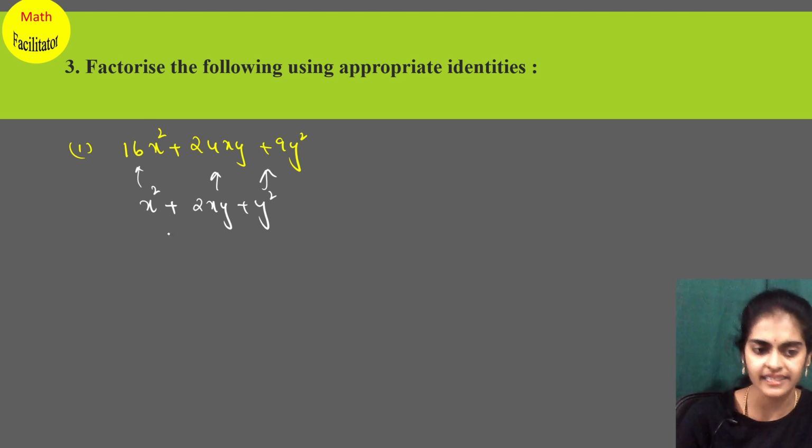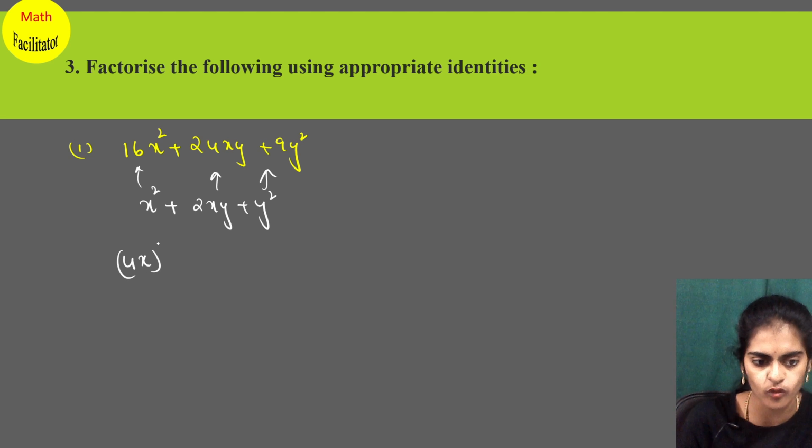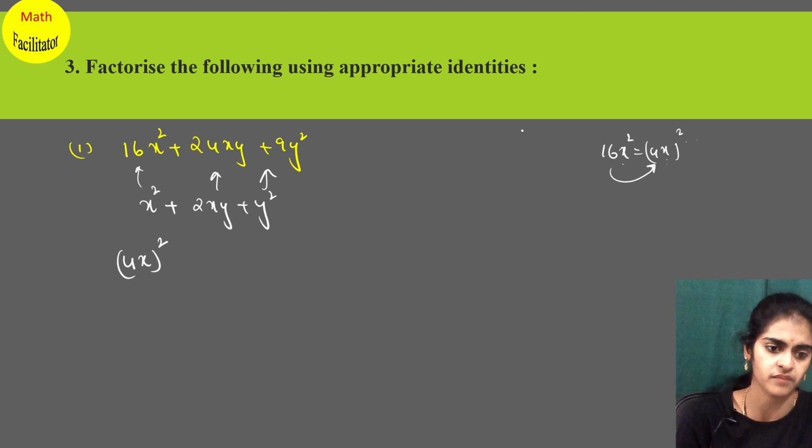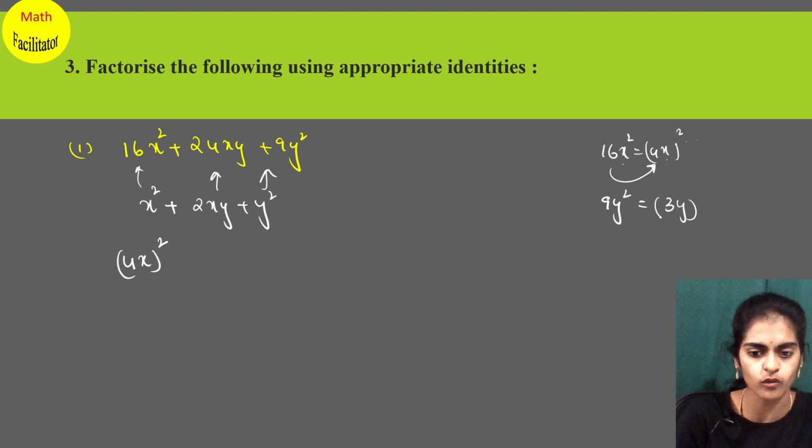So if I compare here, in the place of x square, see, 16 I can write as 4 square. Okay, so 16x square I can write as 4x whole square, because 16 is nothing but 4 square. I already have x square, so I am writing it as x whole square. Now 9y square you have. This I can write as 3y whole square, because 9 is nothing but 3 square.